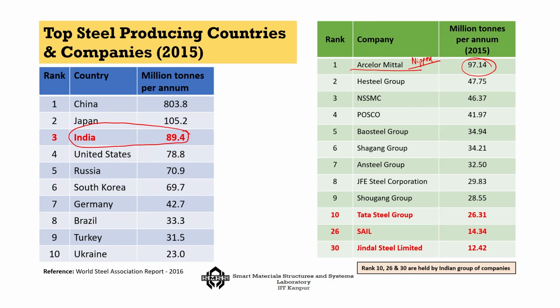We also have other big groups from India like Tata Steel Group, SAIL, Jindal Steel, each one of them having a tremendous contribution in steel production, and that is why on the world map India has one of the biggest footprints, always among the top 2 or top 3 in terms of steel production. So, steel remains a very important part of our economy.